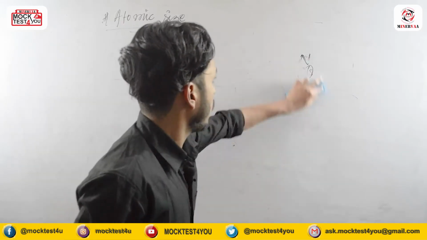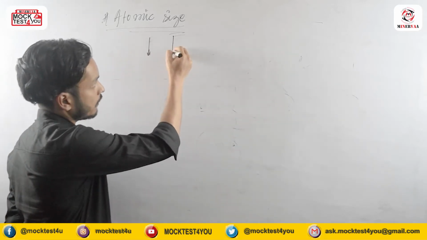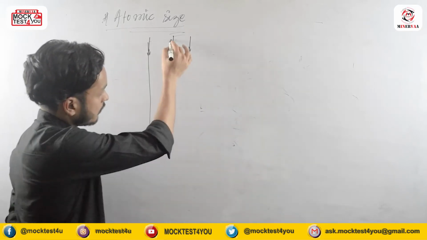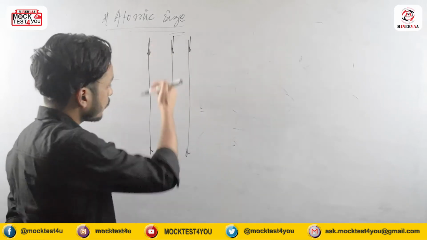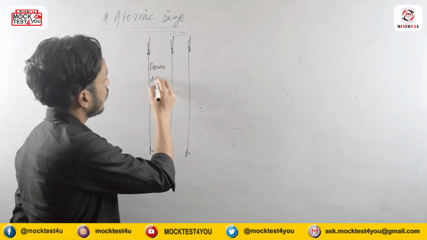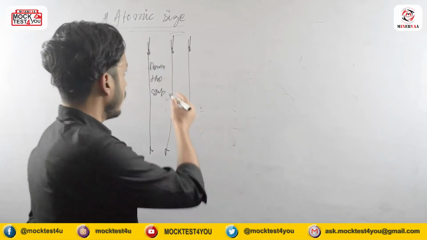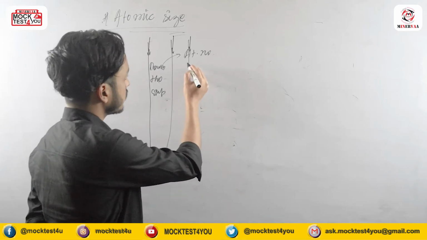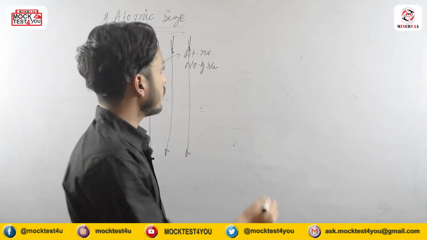So as you can see, when we are moving from top to bottom in a group, or we can say down the group, at that time, what was happening? The first thing, atomic number was increasing, right? Second thing, if the atomic number is increasing, then the number of shells was increasing, right?